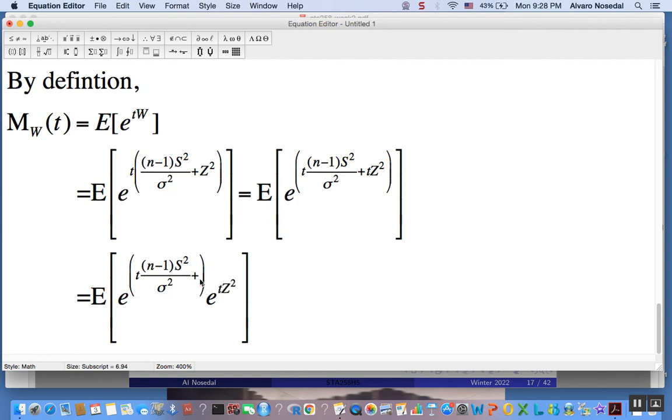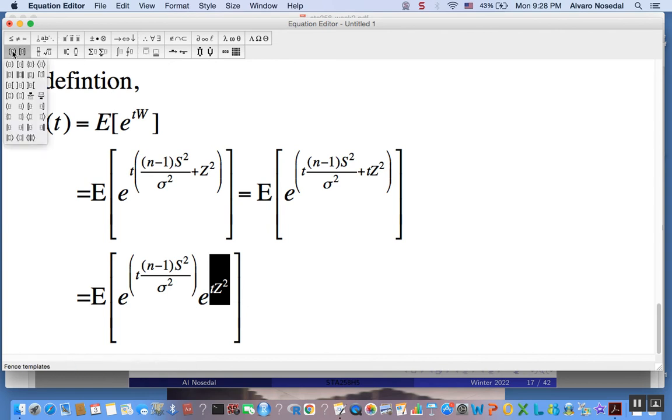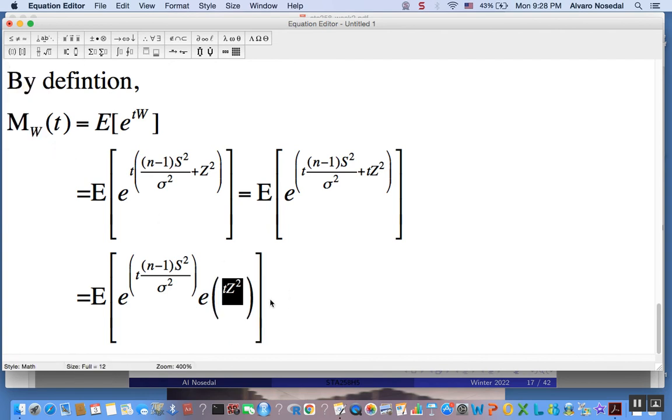Make sense? Oh, looks ugly. It was better before, right? Okay, let me rewrite it. Okay. Make sense? So again, just doing a little bit of algebra here.